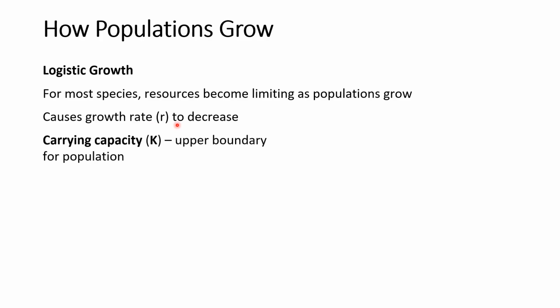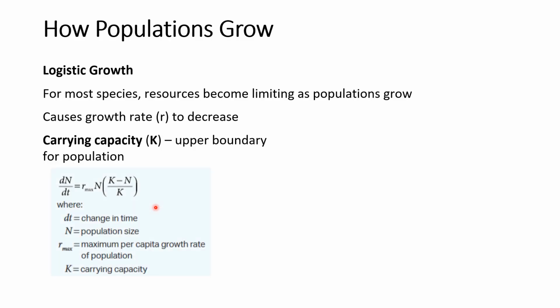Often what happens is a population will reach its carrying capacity, which is the total population a given environment can support. So here is the logistic growth equation. You'll notice it has the same basic bones as the other equations, but it's a little bit more complicated because we're introducing K into this equation, which is the carrying capacity.